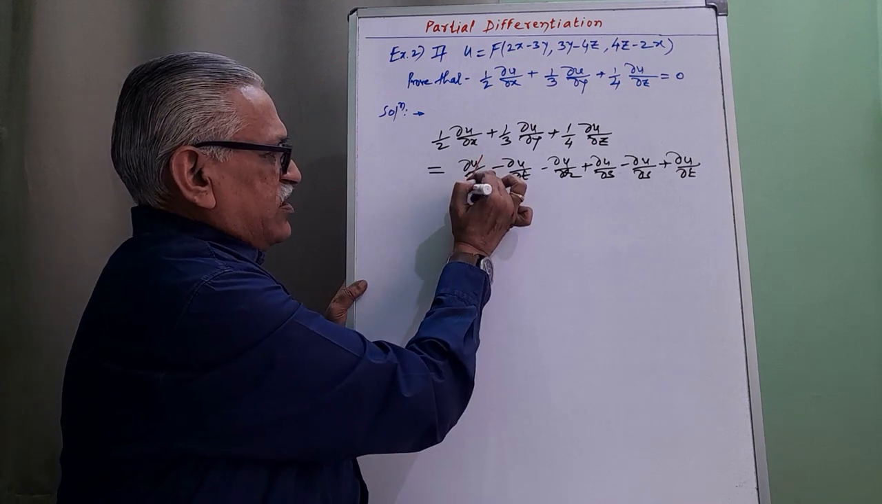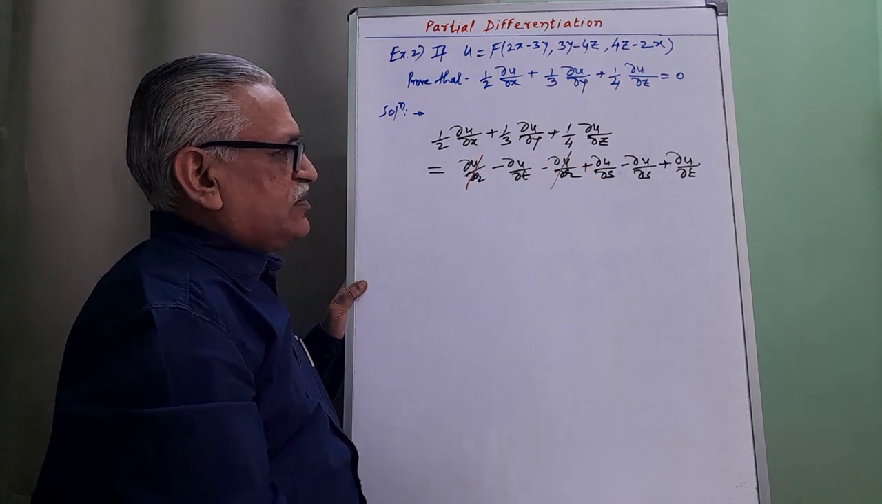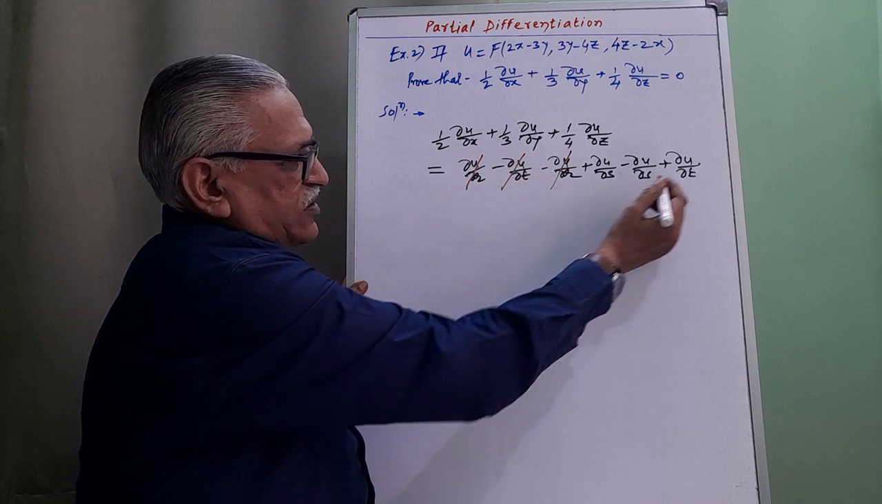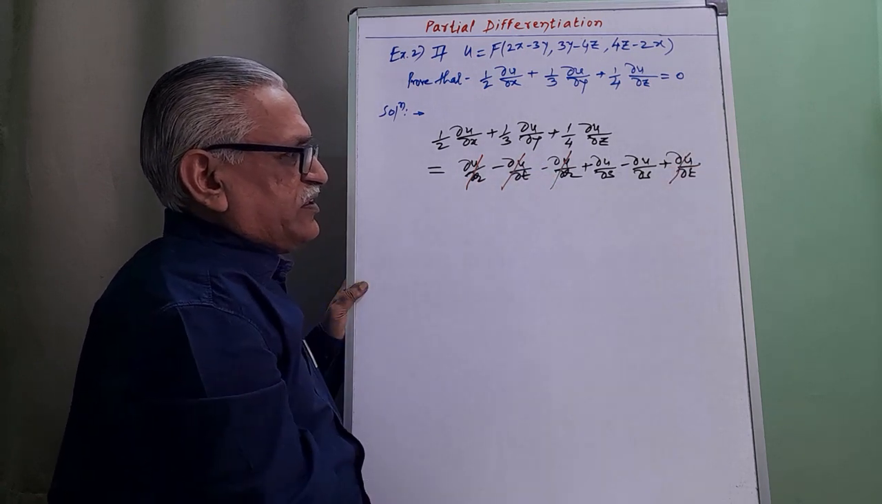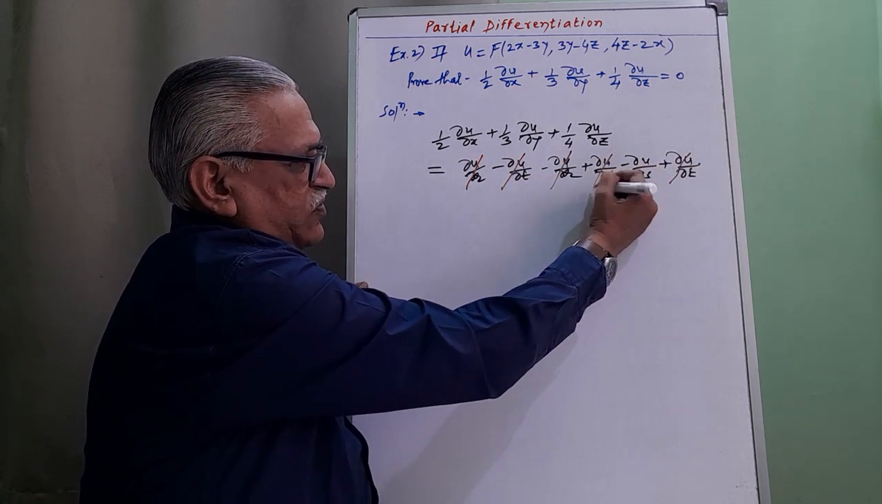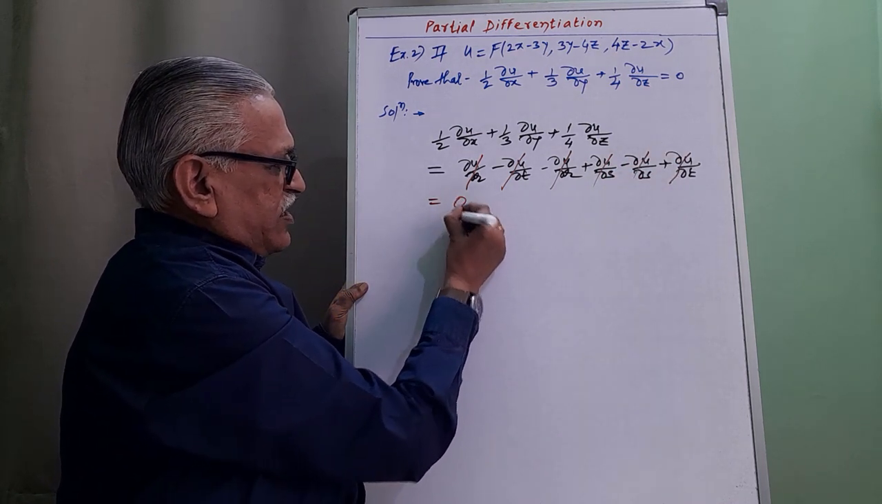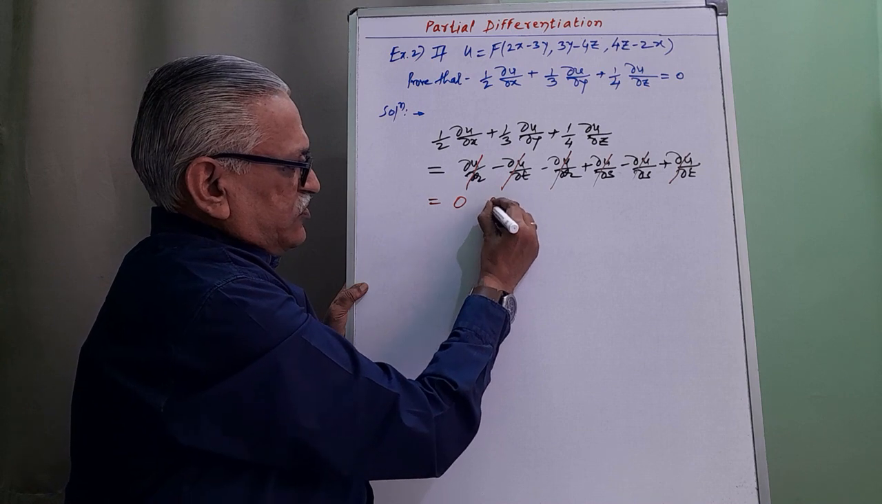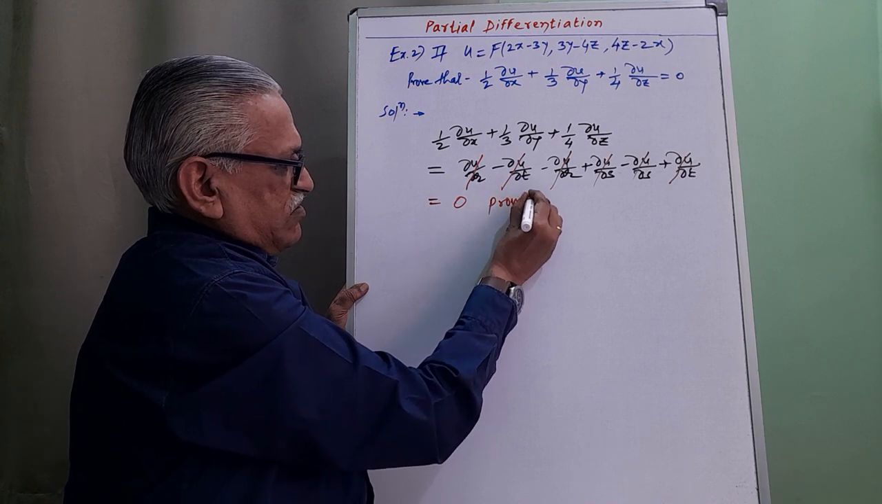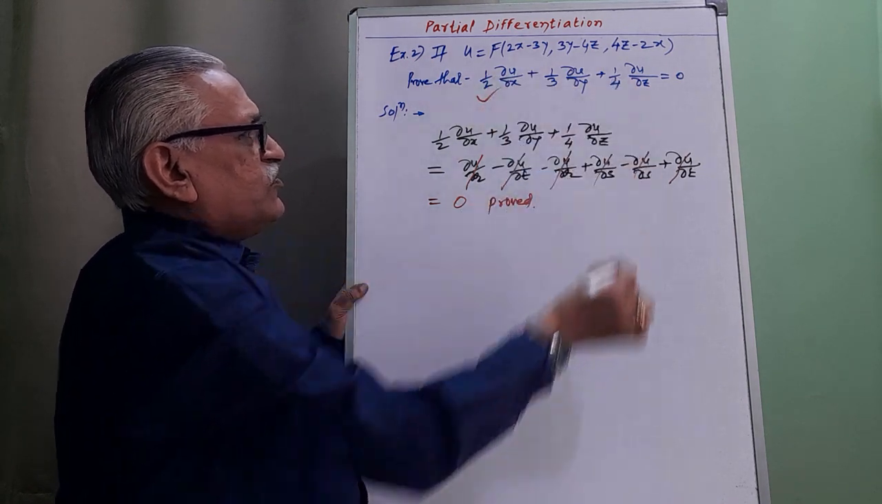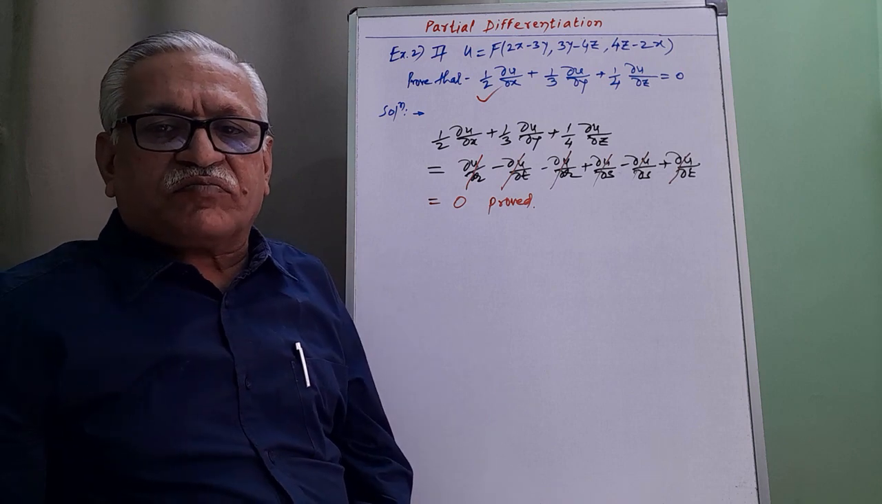This dou u by dou r cancels with minus dou u by dou r, minus dou u by dou t cancels with this plus dou u by dou t, dou u by dou s cancels with this minus dou u by dou s, and therefore the sum of all this is 0. Hence the result is proved. We get the required result.